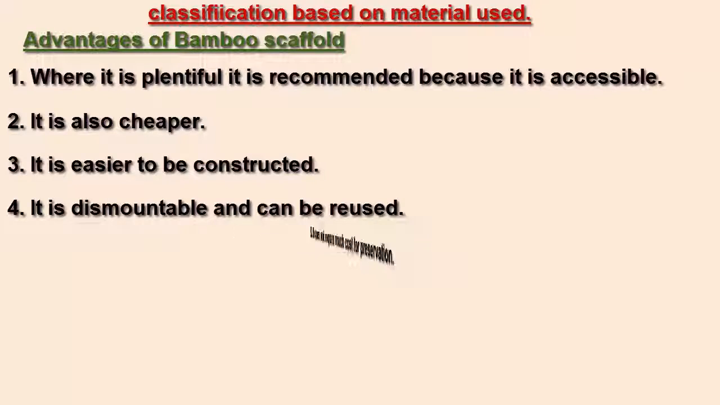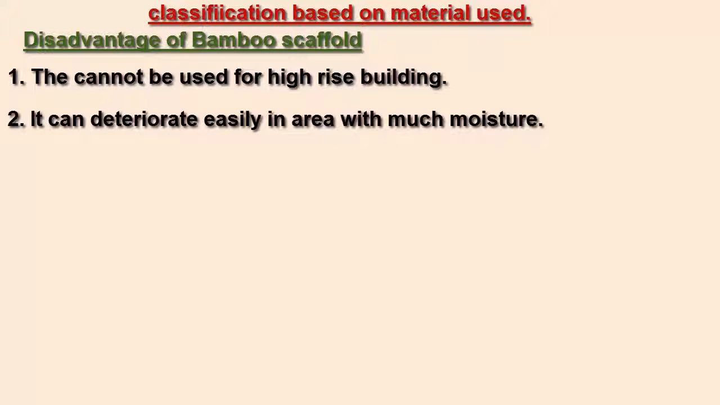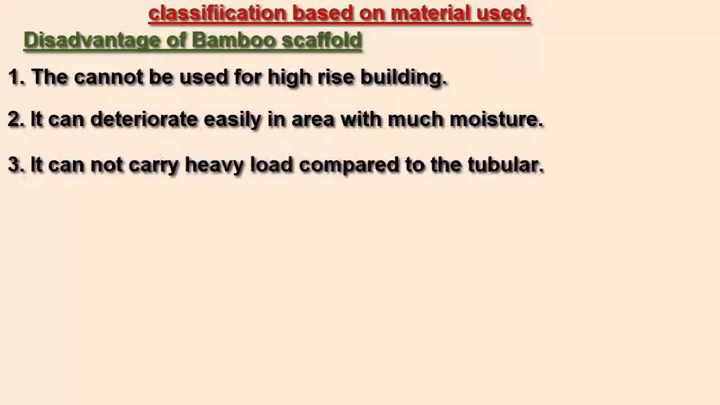What are the few disadvantages we have? The disadvantages of bamboo: one, it cannot be much used for high-rise building because of the material. Two, in a moisture area, it can deteriorate easily. And three, it cannot carry heavy loads because of its strength compared to a tubular scaffold.